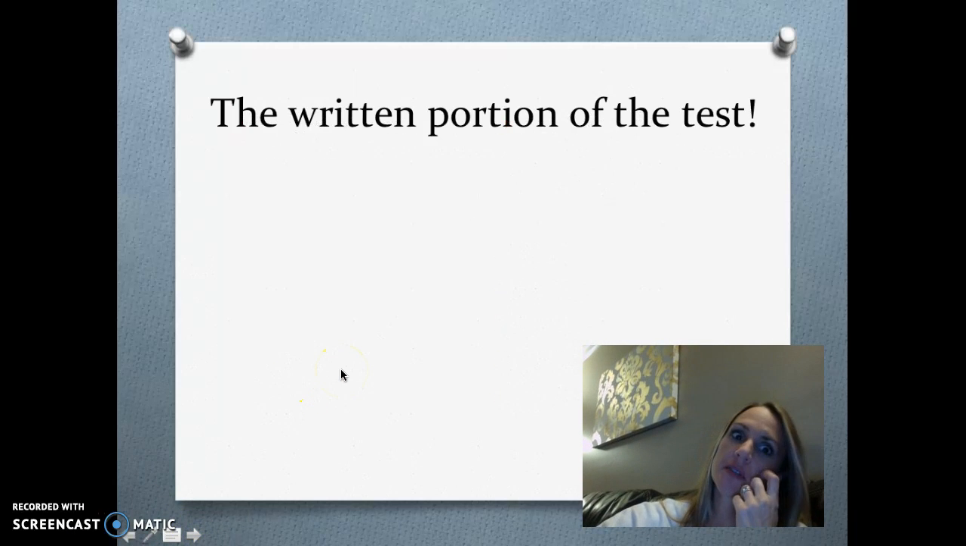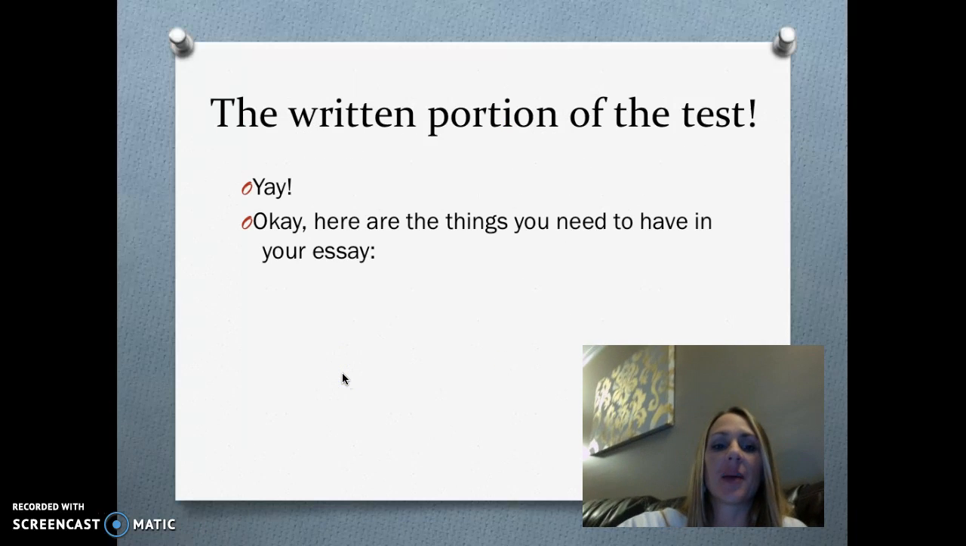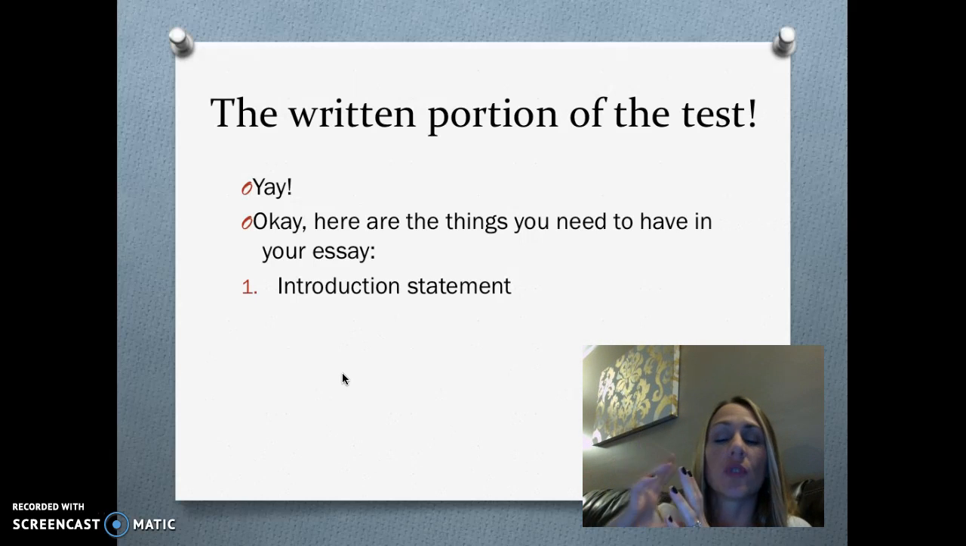Okay, the written portion of the test, I'm actually not even going to call an essay this time because I know you're super excited. You need to make sure that you have all the components of an essay, but I'm not asking for 5 paragraphs. I'm just asking for 1 paragraph. You just wrote these amazing 5-paragraph essays. The great majority of you turned them in. I'm so super proud of you.